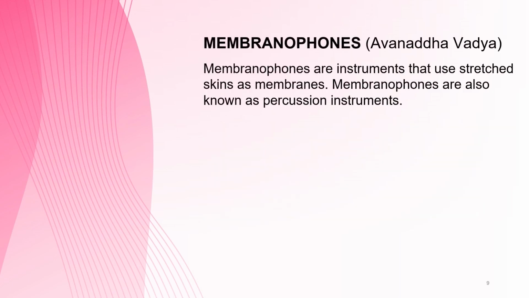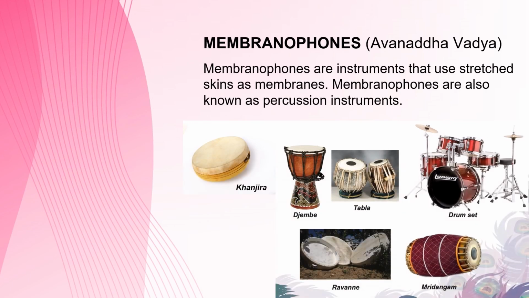Membranophones are instruments that use stretched skins as membranes. Most of these types of instruments are drums. The membranes are the ones that vibrate and produce sound when struck with bare hands, sticks or mallets. Examples of membranophones are djembe, tabla, drum set, dhol and mridangam.